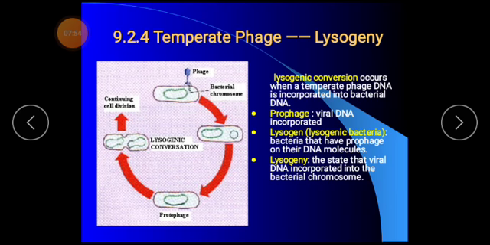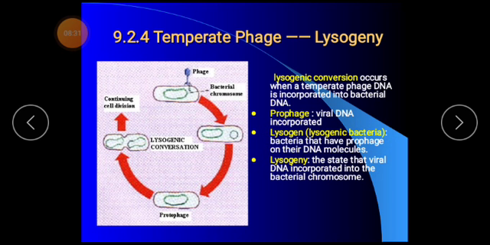So here in the lysogenic process, what we call lysogenic conversion occurs. The phage injects its viral DNA into the bacterial chromosome. After injecting the viral DNA, it develops and produces what we call prophage. Lysogenic conversion occurs when the temperate phage DNA is incorporated into bacterial DNA, and the viral DNA incorporated is the prophage. Lysogenic bacteria are bacteria that have prophage in their DNA molecules.